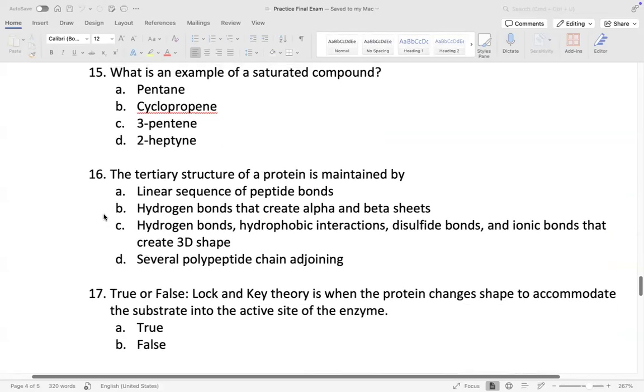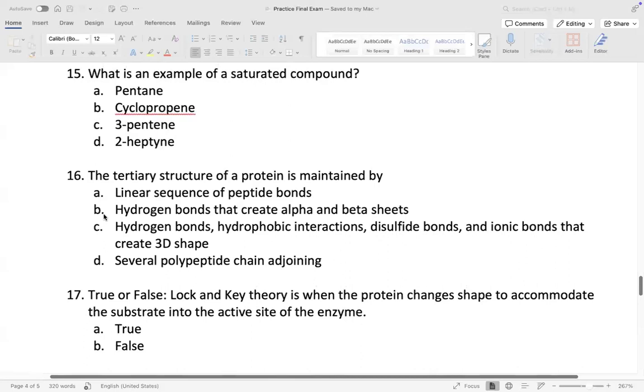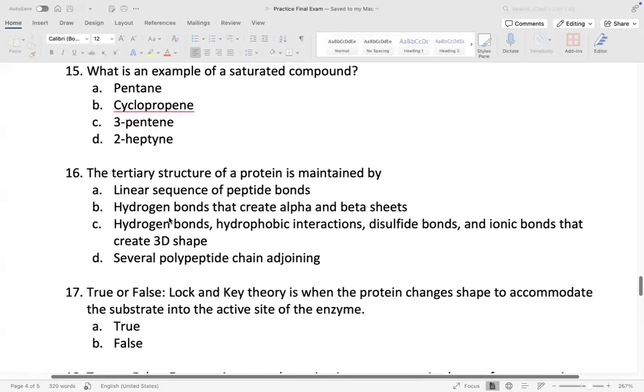All right, so now, no, I lied. One more orgo question, then we get to the module 7 lecture kind of material. So, what is an example of a saturated compound? We had this very briefly at the beginning when I started module 5, talked about what unsaturated and saturated means. So saturated means that there's no double bonds or triple bonds. It's all single bonds.